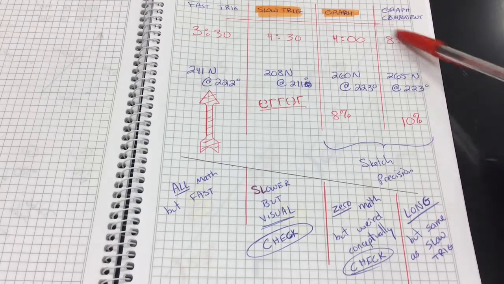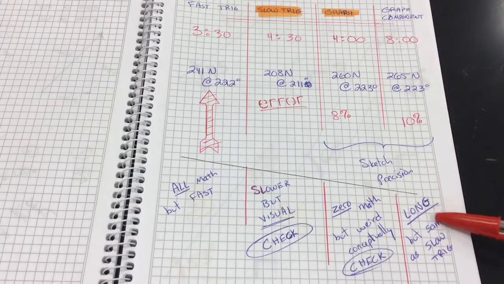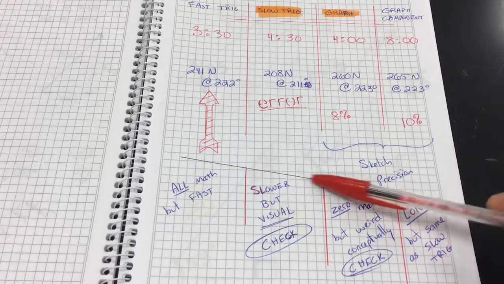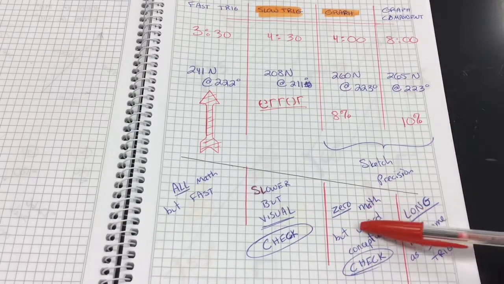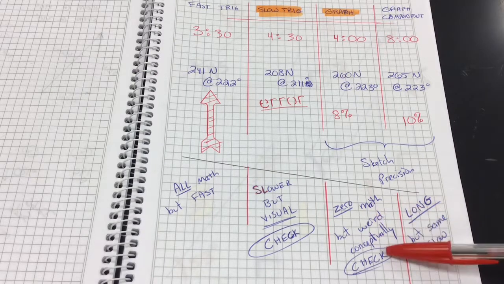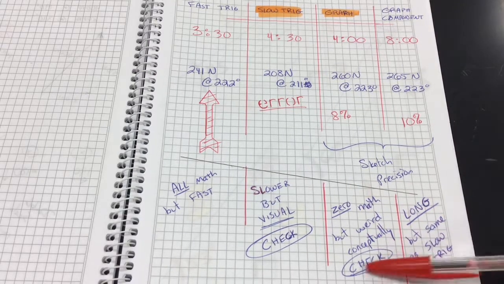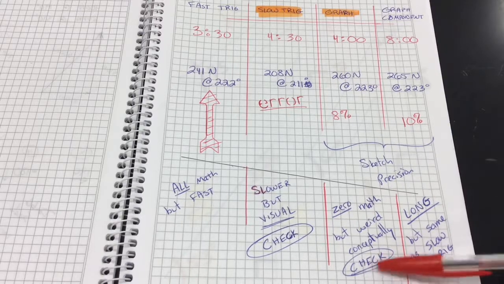This is, okay, so comparing the graphical component. This is ridiculously long, but it's conceptually the same as the slow trig method. This one, you don't do any math. It's accessible to everybody, but it's kind of weird conceptually. It does have a check. There's a good check here.